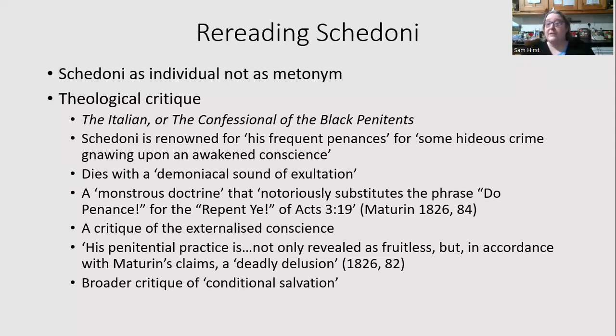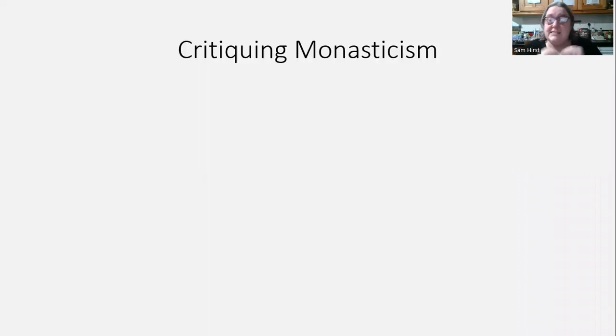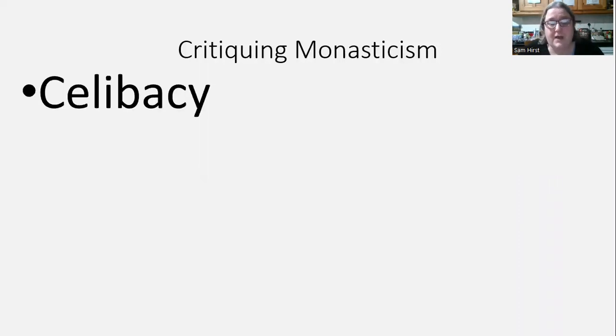So let me give you another example. Criticism of monasticism within the Gothic often focuses on 4 key areas. One is a critique of celibacy as unnatural and vitiating and leading you to become kind of a lust-filled monster.